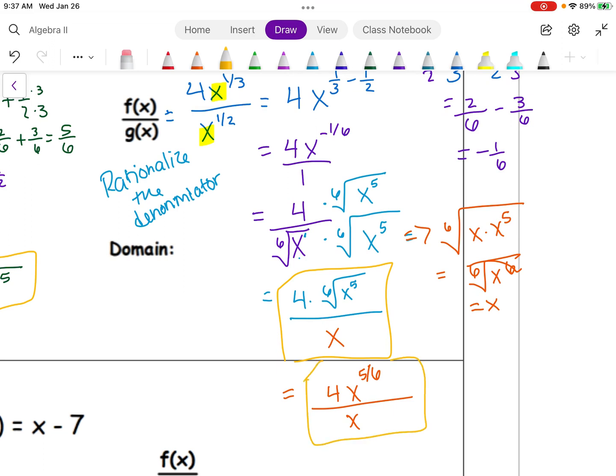All right. And then last but not least, we need to do our domain. So looking at our domain, it looks like we still have that even root, so x can't be negative. And since we have x in our denominator, x also can't be 0. So x can be anything greater than 0. And again, that's because we have an even root with that 6. And since x is in our denominator, x can't equal 0.